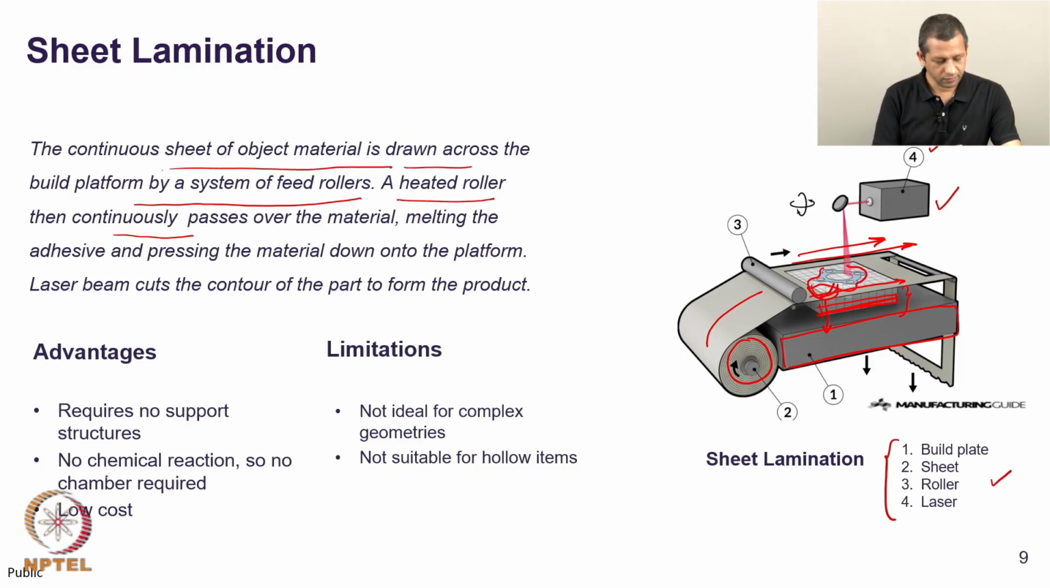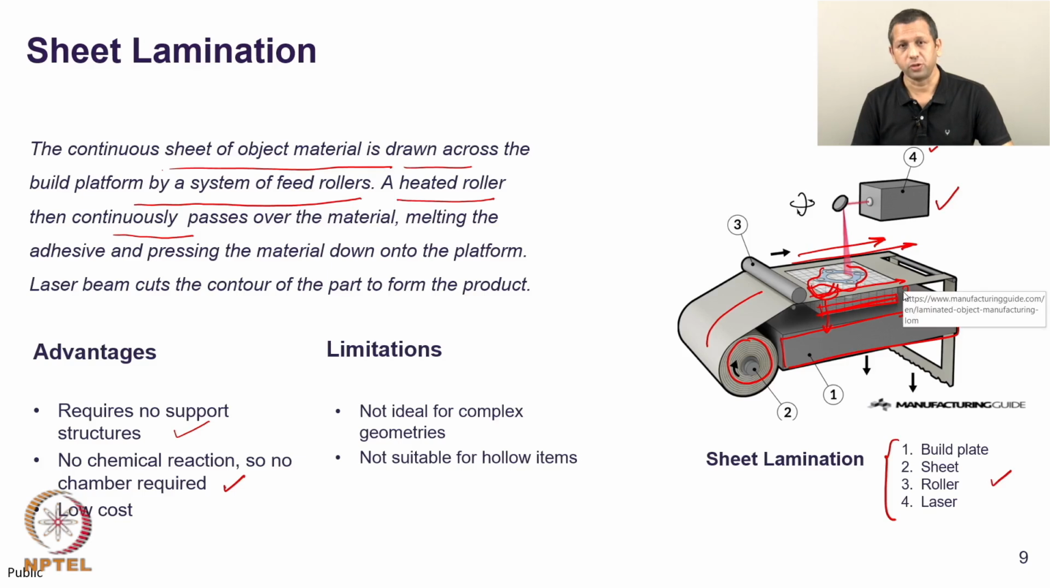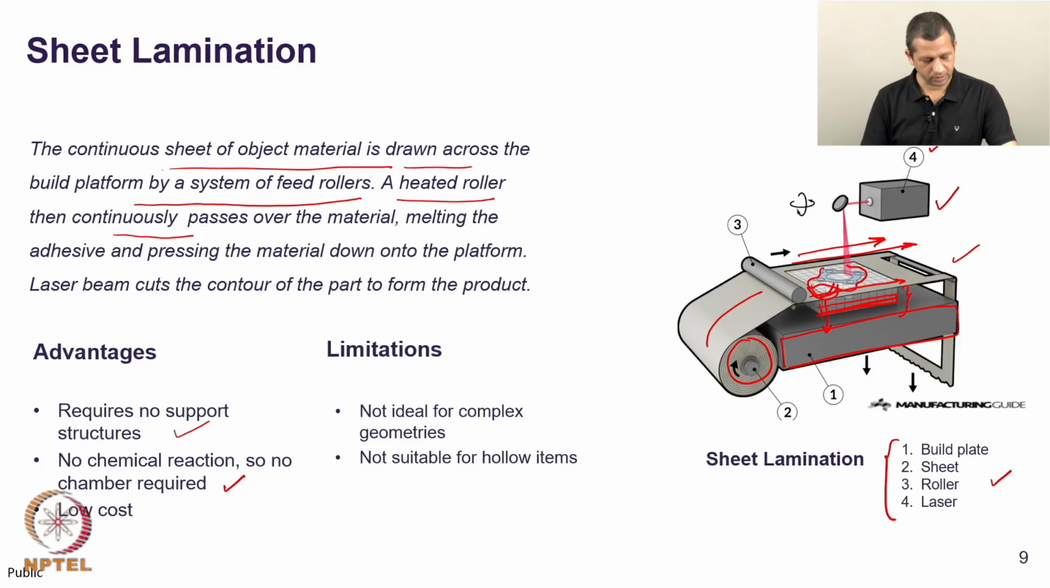There are some advantages of this process. One, as you have already seen, is that it requires no support structure. There is no chemical reaction. We are just doing joining using temperature or using ultrasonic waves, or maybe some additives in case of polymers. It is a low cost process because no specially designed chamber is being used, no vacuum is being used, and even this facility can be transported fairly easily.